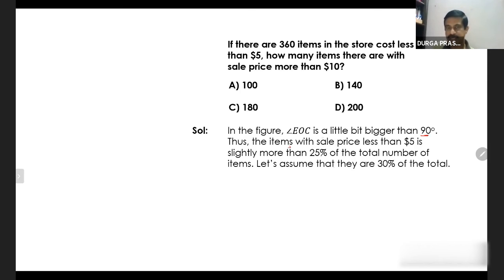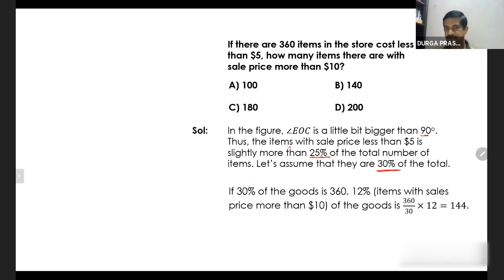This is not exact data because he did not mention the correct value, so we should approximate. As it is a little higher than 25%, we are approximating it to 30%. This could give a slightly different answer than what is exactly happening, but it doesn't matter, we are only working on approximation. So 30% of the goods is 360, and 12% of items have a sale price more than $10.